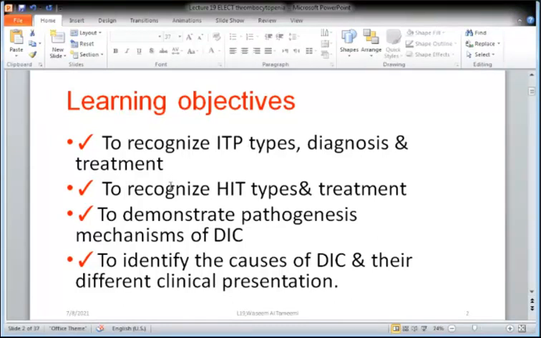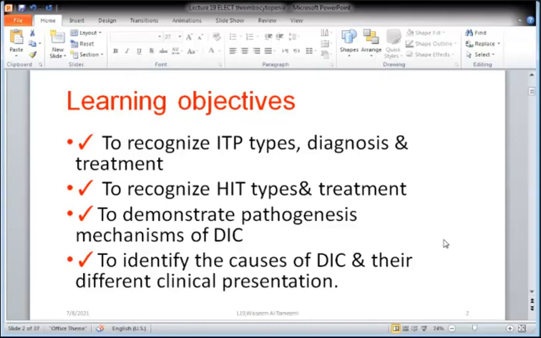Then we will take an example of drug-induced thrombocytopenia, and one important example, which is also present in clinical practice, is heparin-induced thrombocytopenia. We will talk about the types and the treatment. In the second part of the lecture, we will demonstrate the pathogenesis and mechanism of DIC, and then we will identify the causes of DIC and their different clinical presentations.